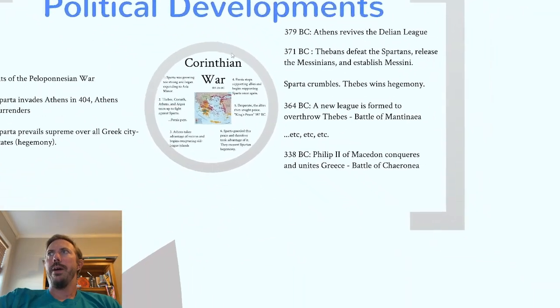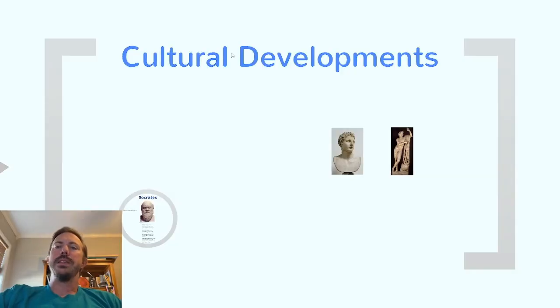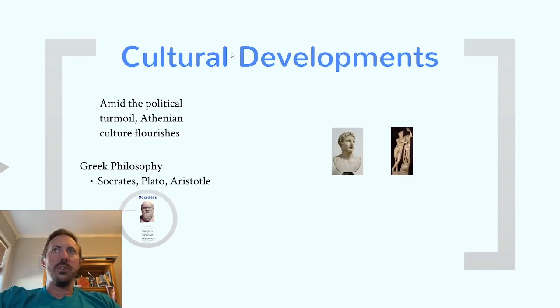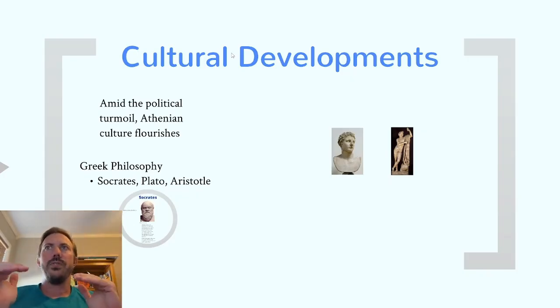All right. Let's look at some cultural developments in the aftermath of the Peloponnesian Wars. Amid the political turmoil, Athenian culture flourishes. First, we have Greek philosophy. Perhaps you've heard of Socrates. What? Socrates, Plato, and Aristotle. Plato is not the dough stuff. It's a dude. These are the pinnacle of Greek philosophy.